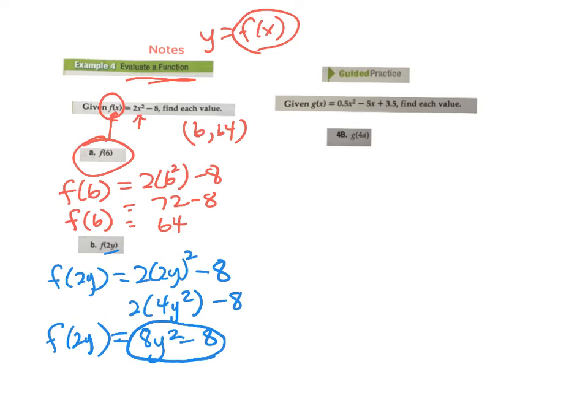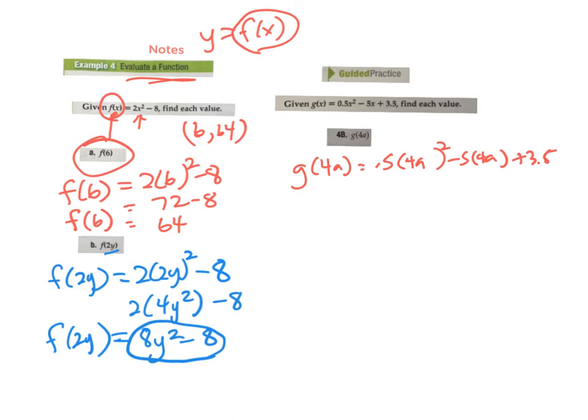So let's go through the same process with the 4a with another function. So I'm going to substitute. So I have g of 4a. I'm going to substitute where I see an x. So I have 0.5 times 4a squared. And I probably did this wrong. That really should be a 2 over here. And then I have a minus 5 times 4a and plus 3.5.